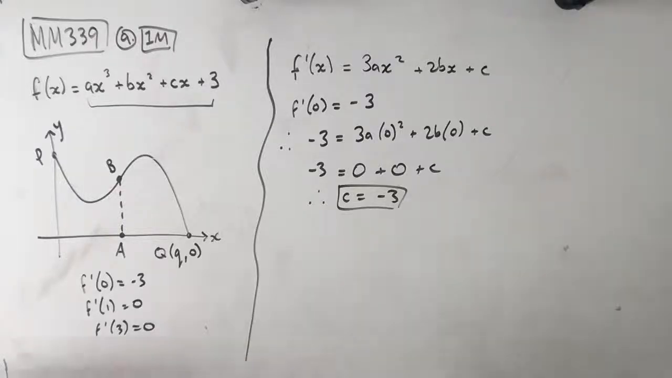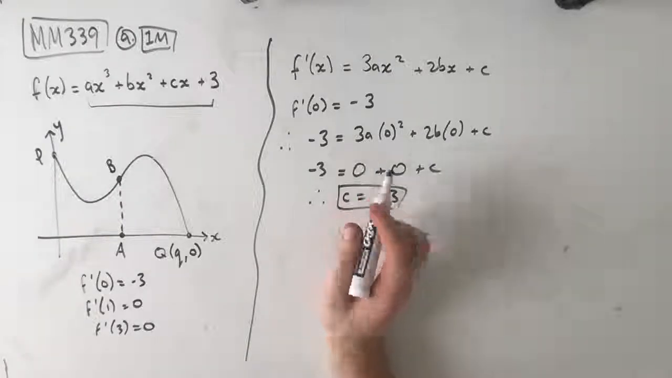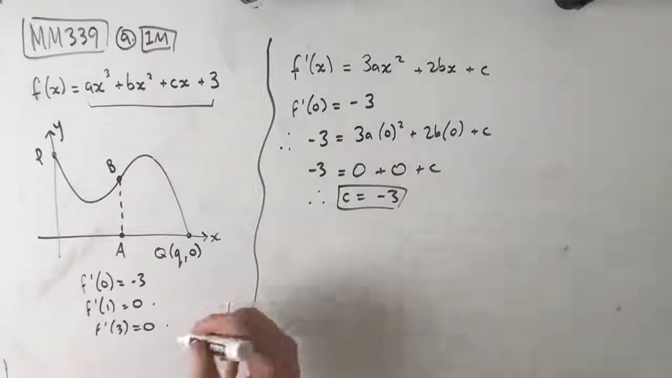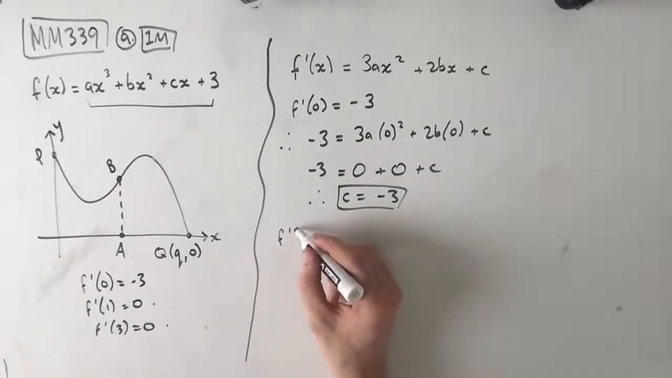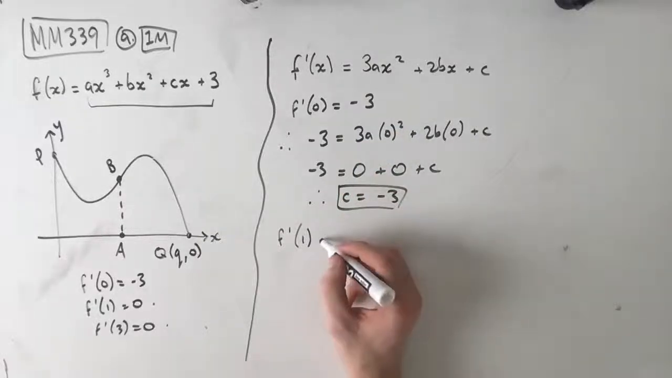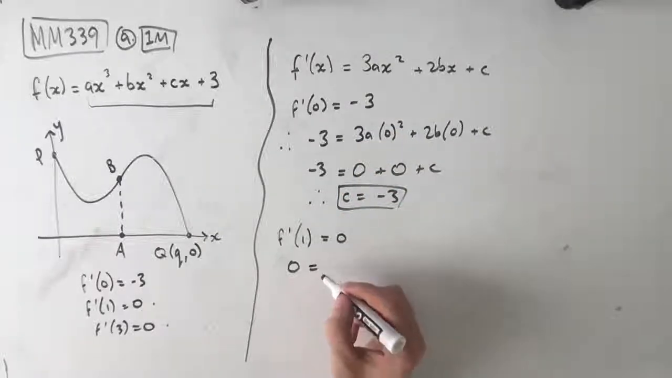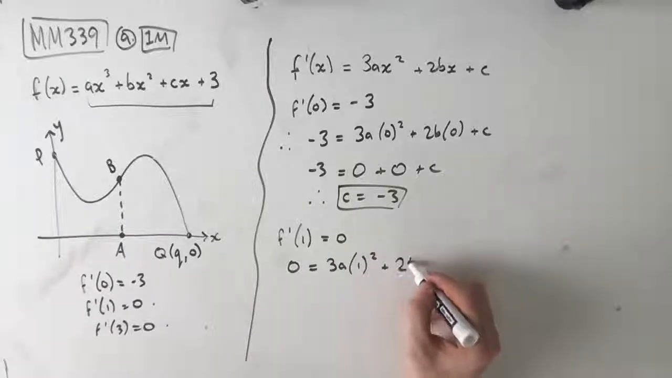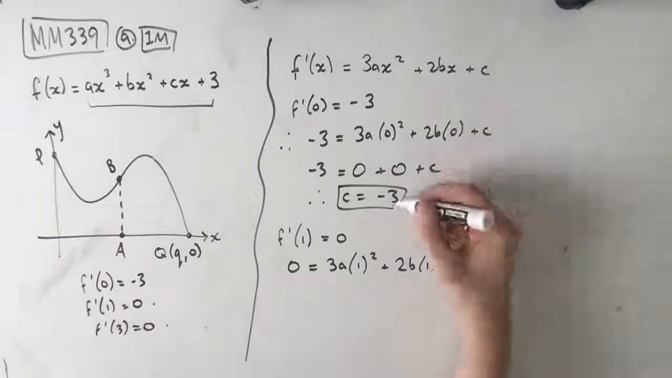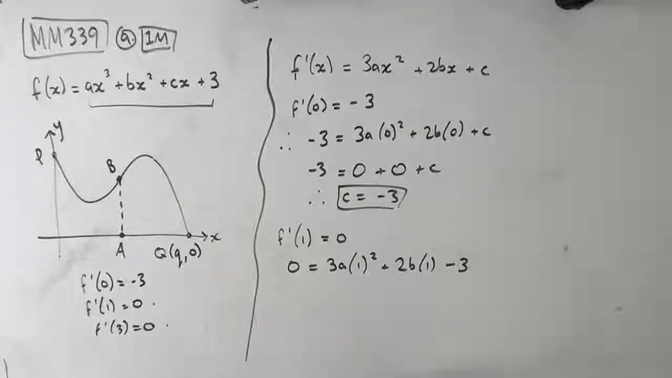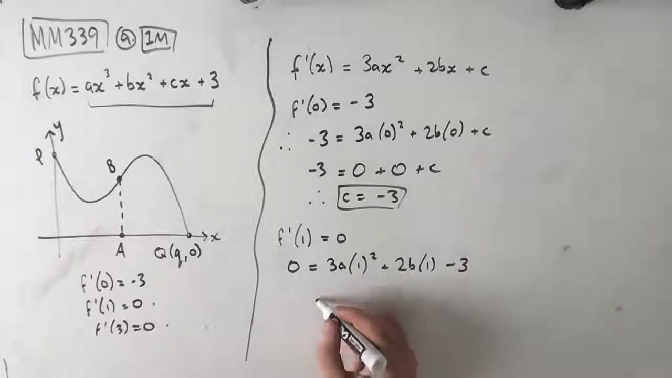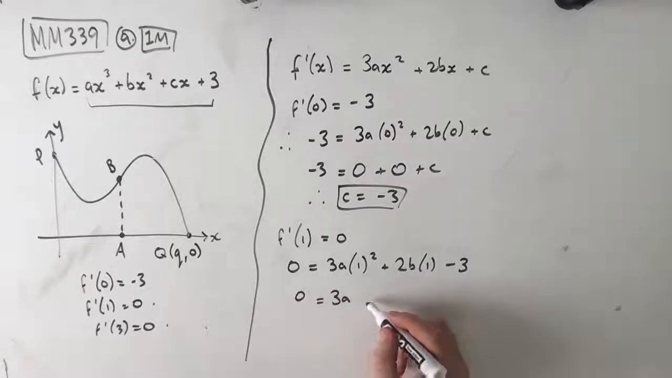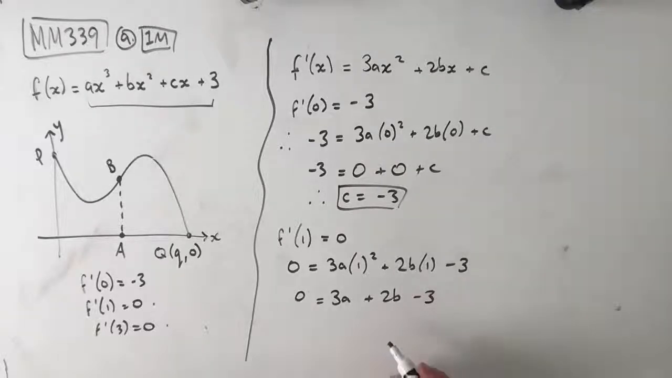Awesome. Let's move on. So now we need to move on to a and b. So let's just take these next 2 bits of information and we can do exactly what we just did with that one. So f dash of 1 equals 0. So therefore 0 is equal to 3a times 1 squared plus 2b times 1 plus c, and in this case c is negative 3, so we can say take away 3. Awesome. So from here we can say that 0 is equal to 3a plus 2b minus 3, and then we can rearrange this to get a equals 3 take 2b over 3.